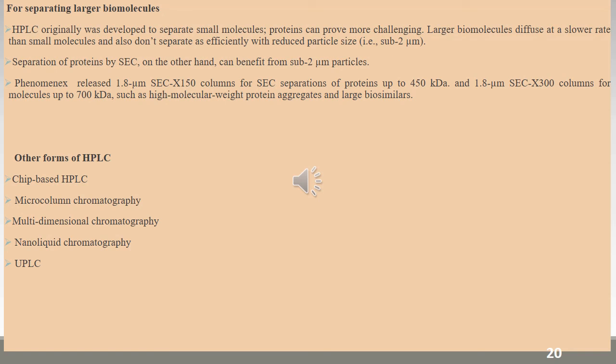Phenomenex released 1.8 micrometer SEC X150 columns for size exclusion chromatography separation of proteins up to 450 kilodaltons, and 1.8 micrometer SEC X300 columns for molecules up to 700 kilodaltons, such as high molecular weight protein aggregates and larger biosimilars. Now other forms of HPLC. These are chip-based HPLC, microcolumn chromatography, multi-dimensional chromatography, nanoliquid chromatography, and lastly UPLC chromatography.